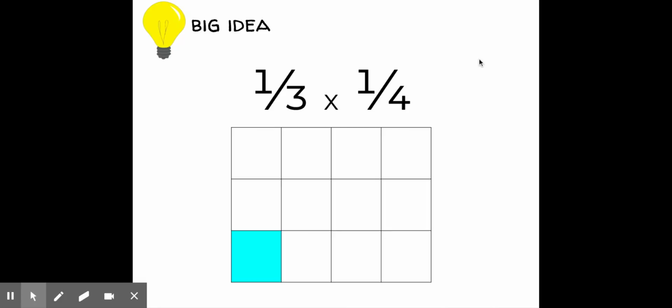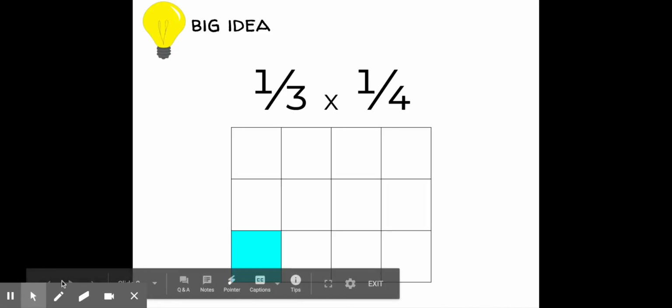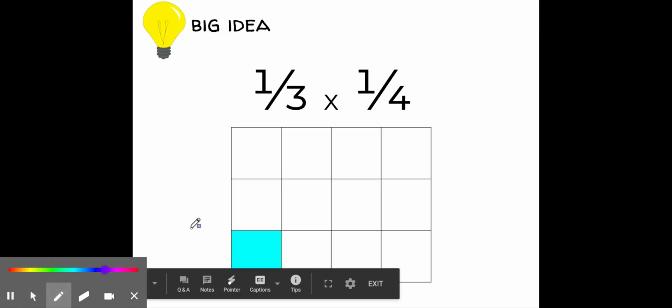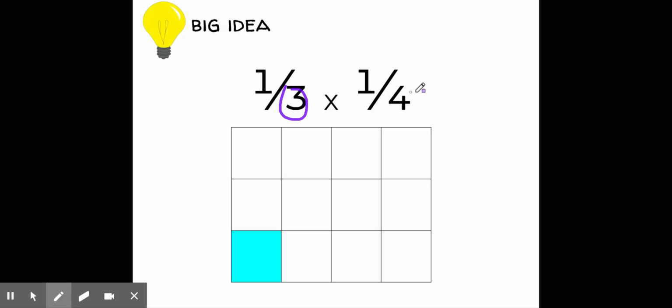What I really want us to understand today though, and what we're going to be using today, are these types of models to multiply fractions together. We're going to make our models based on our denominators. So in this case, I have a denominator of 3 and a denominator of 4. You're going to make your rows and columns based off of these denominators. So for this one, I used 4 to make these 4 columns here. And then I used 3 to make the rows.